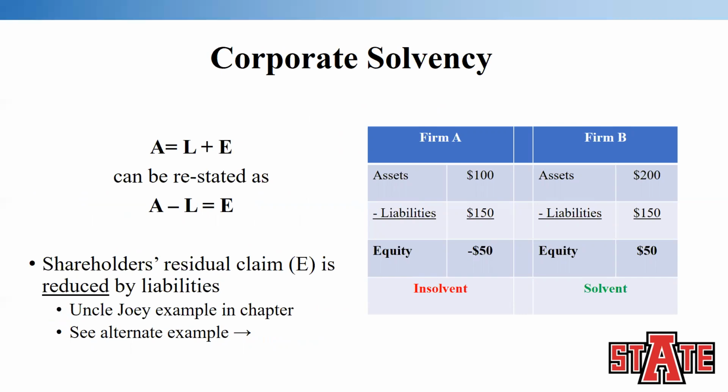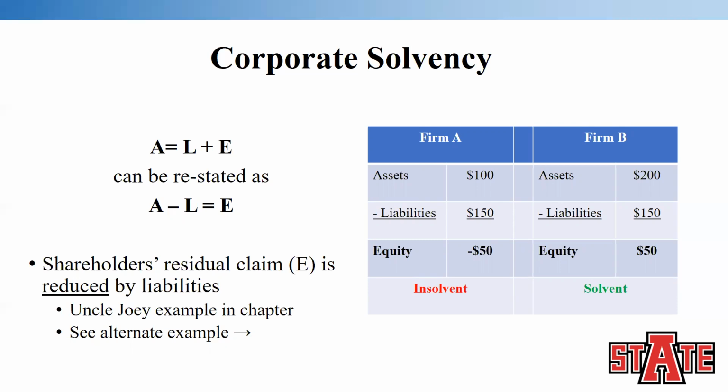Corporate solvency refers to whether a given company or firm is solvent or not. Solvency just refers to whether assets are sufficient to cover liabilities. Okay, so if you take the basic balance sheet identity of assets equal liabilities plus equity, just do a simple rearrangement. Move the L over. If you subtract L from both sides, you have assets minus liabilities equals equity.